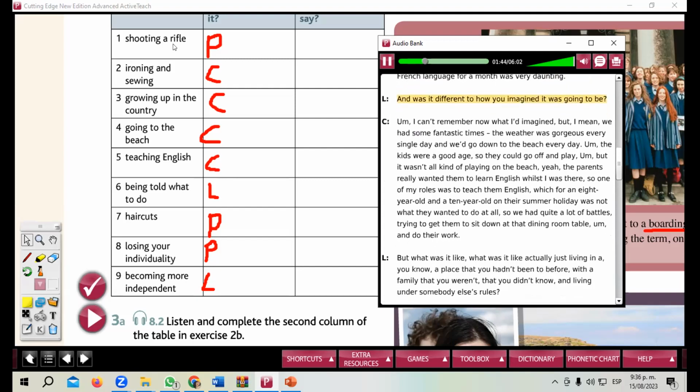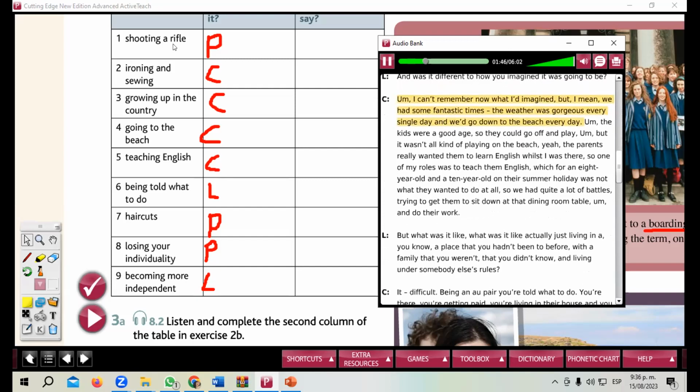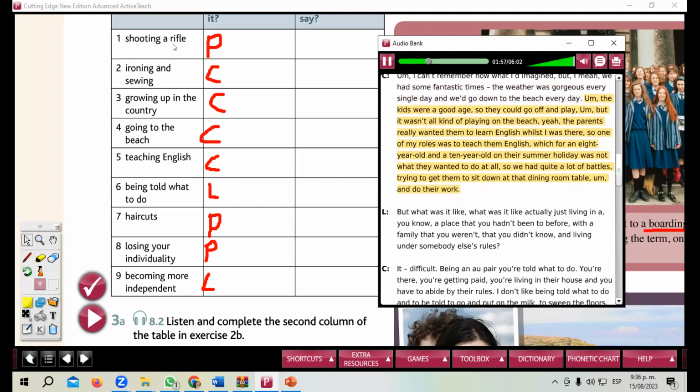Was it different to how you imagined it was going to be? I can't remember now what I imagined, but I mean, we had some fantastic times. The weather was gorgeous every single day, and we'd go down to the beach every day. The kids were a good age, so they could go off and play. But it wasn't all kind of playing on the beach. Sailing. Yeah, the parents really wanted them to learn English whilst I was there, so one of my roles was to teach them English, which for an 8-year-old and a 10-year-old in their summer holiday was not what they wanted to do at all.